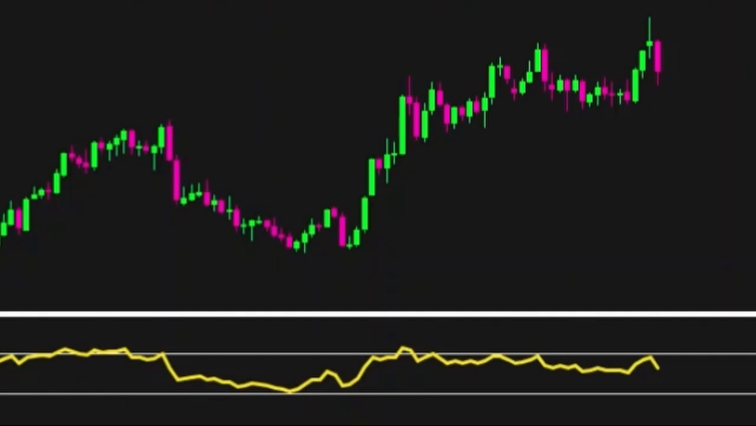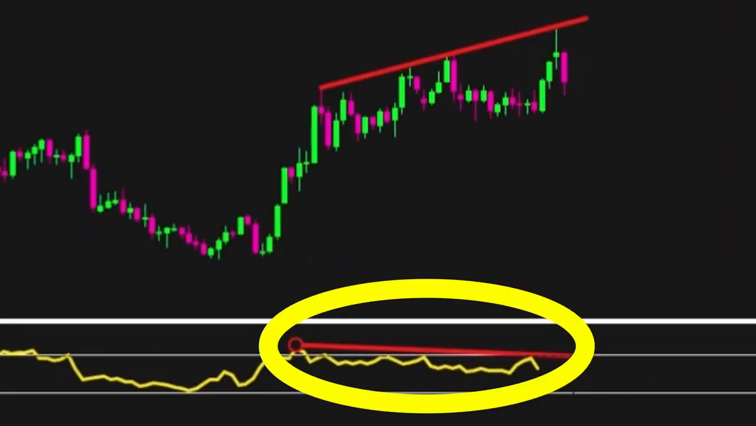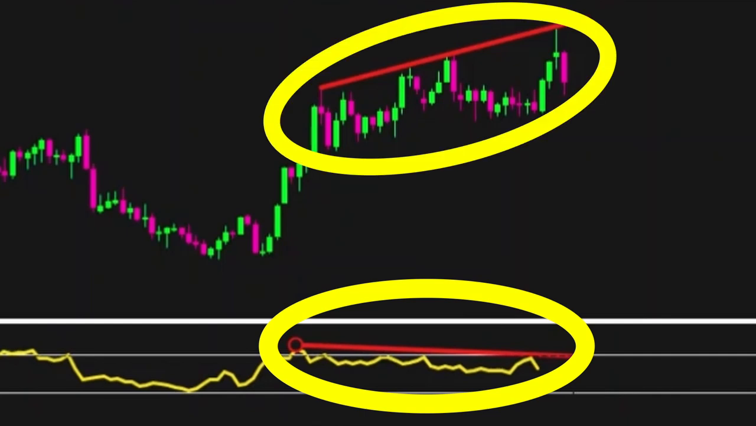Now let's see what is going on at the RSI indicator. On the RSI indicator, the RSI line is making lower highs, but the price is making higher highs. By seeing this, we can conclude that a bearish divergence is being formed in the market. This is called a bearish divergence because the price is continuing to go upwards, but the RSI indicator is indicating that the current market trend is weakening and a new trend may start very soon.